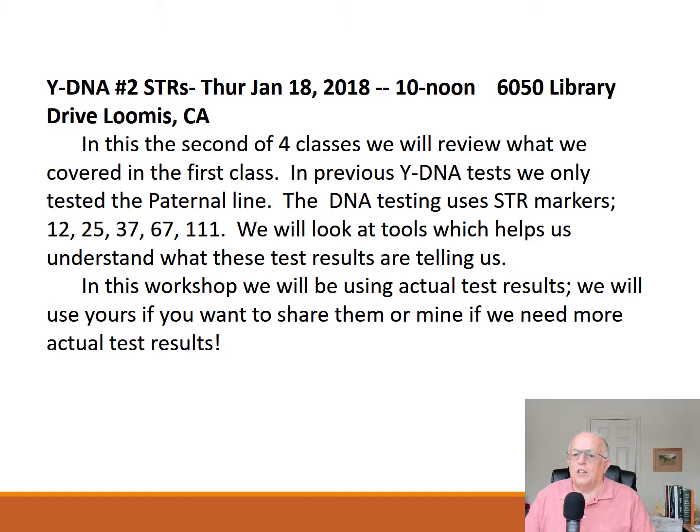In previous tests, we were testing only the paternal line. That's before Ancestry came along with their everything test. In those tests, we started out in the beginning with 12 markers, thinking that would be adequate, and we kept bumping it up to where we got to 111 markers. We're going to look at the tools which help us understand what those tests told us. In this workshop, we're actually going to use actual results, my tests and yours, if you bring them to class, which will also add to our class discussion.